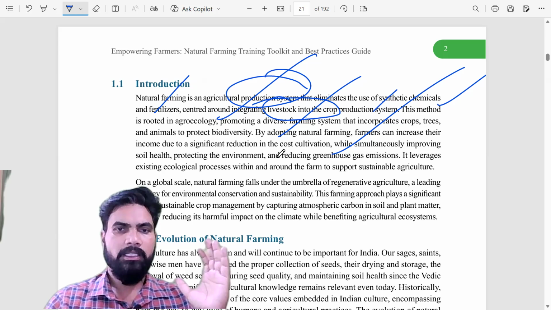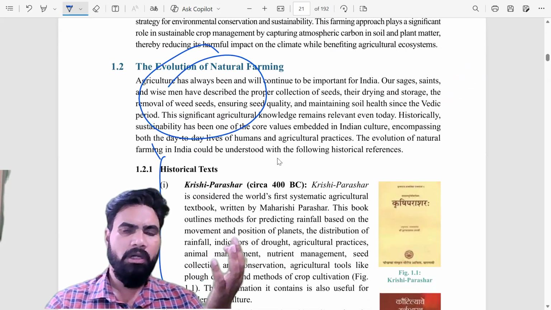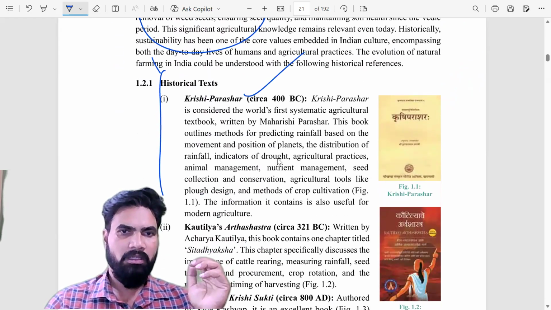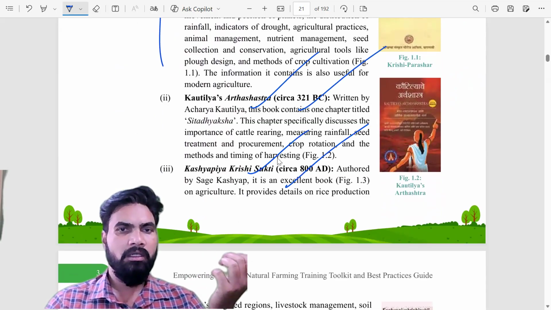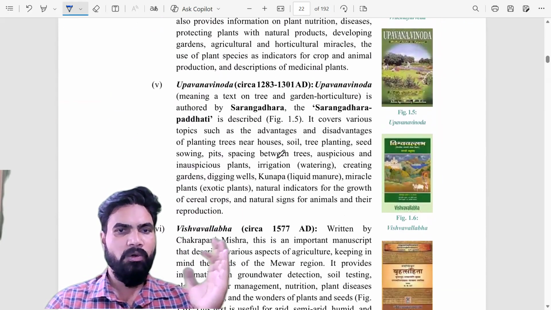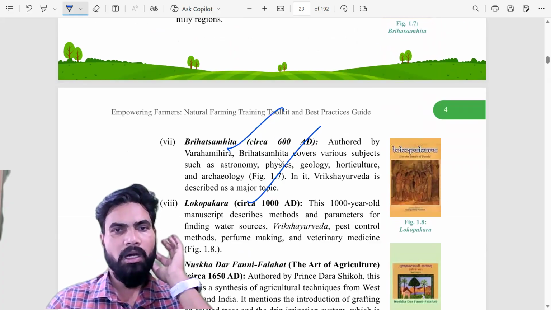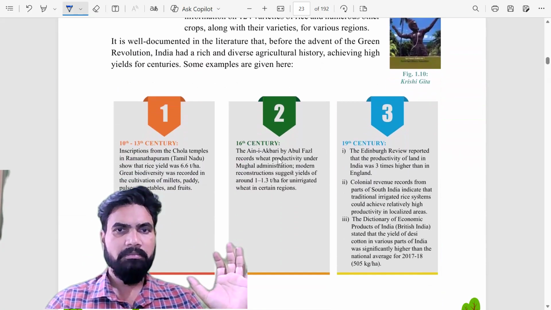Okay, right. Then the evolution of natural farming, many historical contexts have been given. You need not worry about that one. Krishi Parasar, then Kautilya's Arthashastra also there is mentioned. Then Kashyapiya Krishi Sukti. Okay, like that various sources are there. You need not worry about. Rigveda, Vedas are also mentioned. Brihat Samhita, then Loka Pakara. Many various documents are mentioned. You need not worry. Okay.